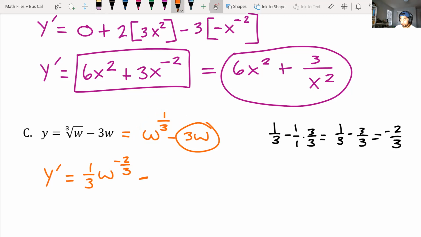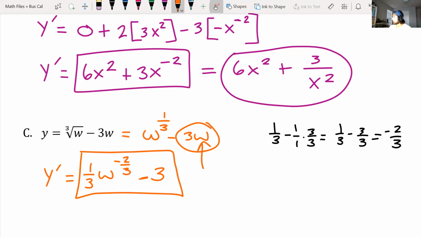Wouldn't it just be 3? That's it. It's just 3. Because the derivative of w is 1. So any single variable without a power other than 1, the derivative is always 1, no matter what.